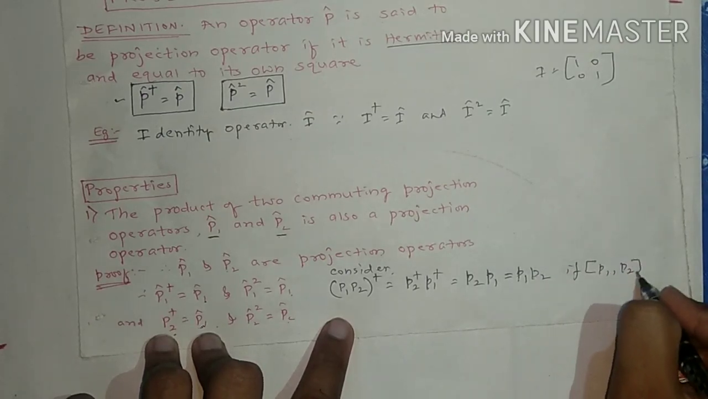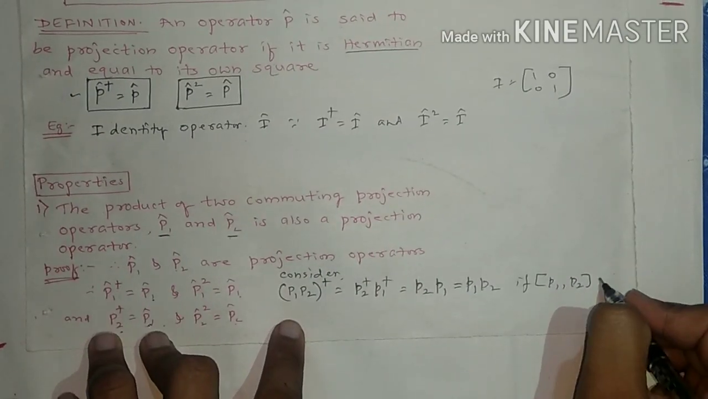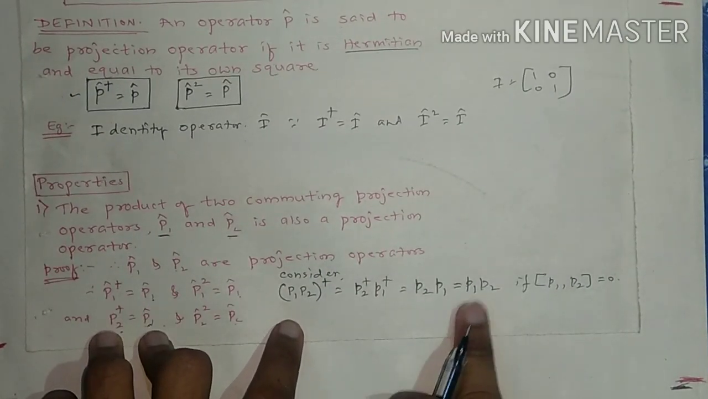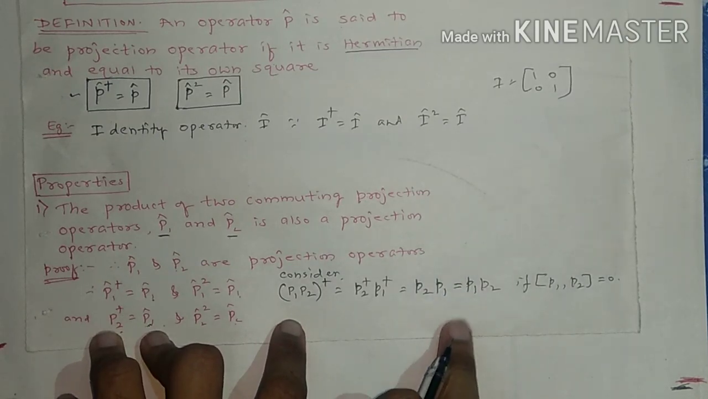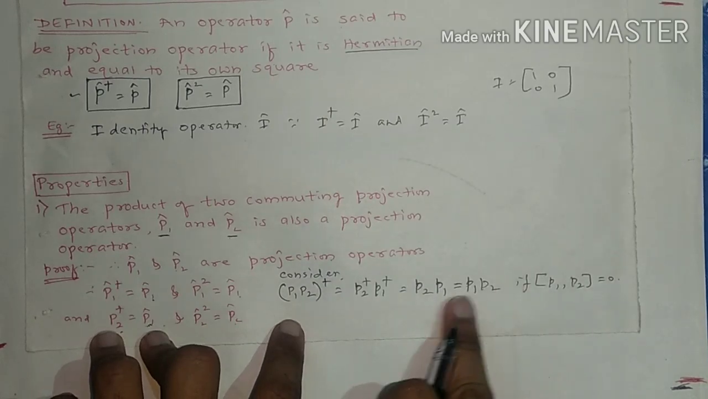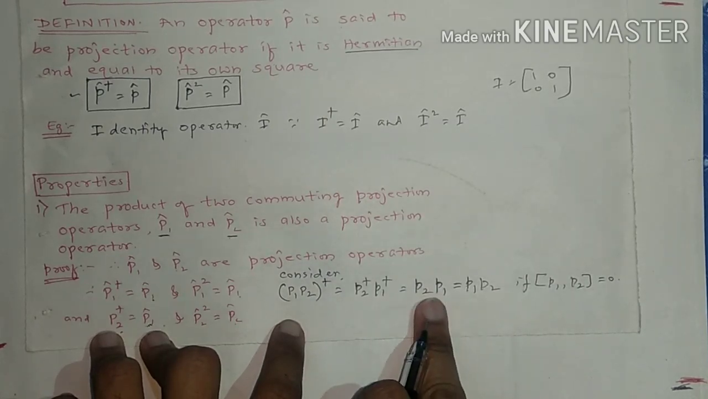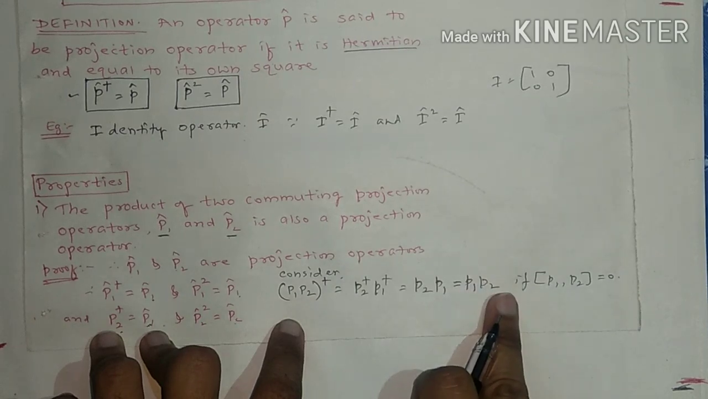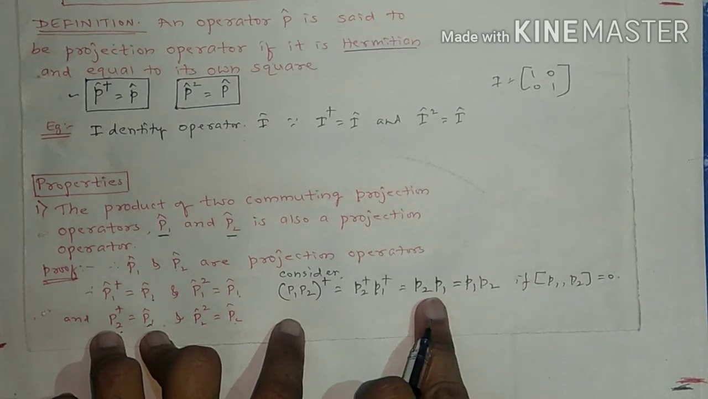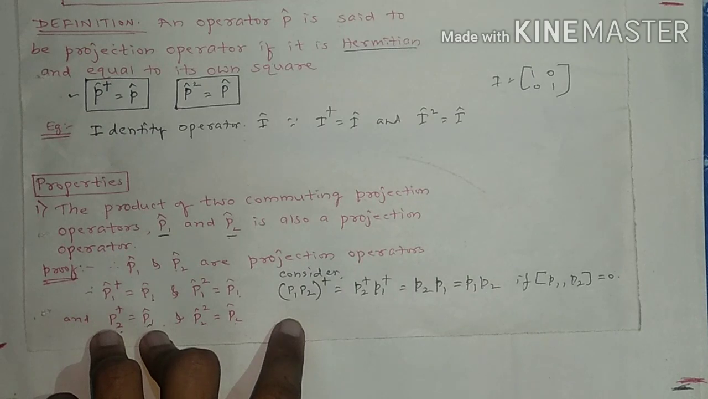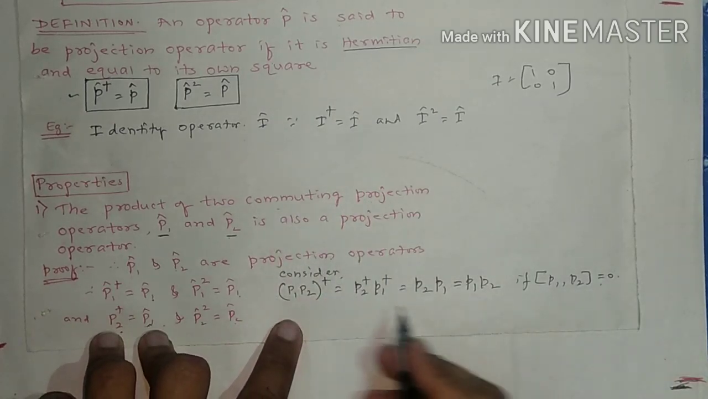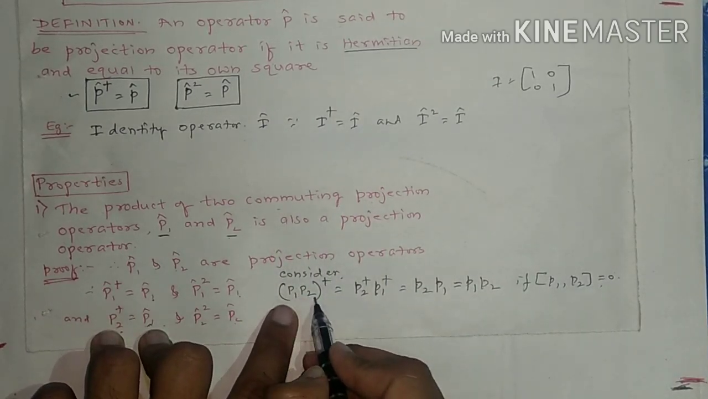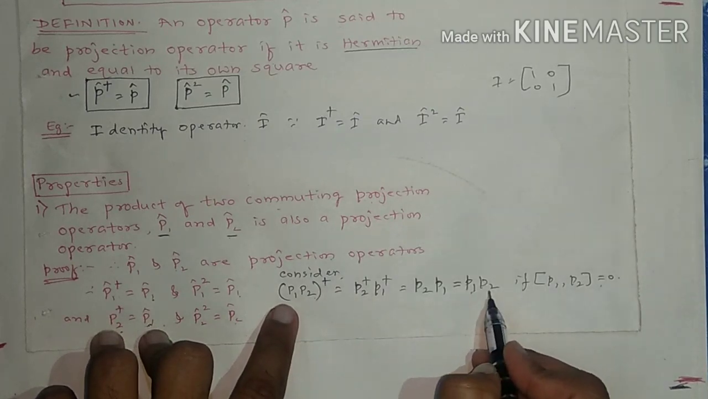P1 and P2 commutation is equal to 0. So this we have seen in the previous derivation of the operator, that AB is equal to BA if A and B commute. So here P2 P1 will be equal to P1 P2 if P1 and P2 commute. So that is commuting projection operators.